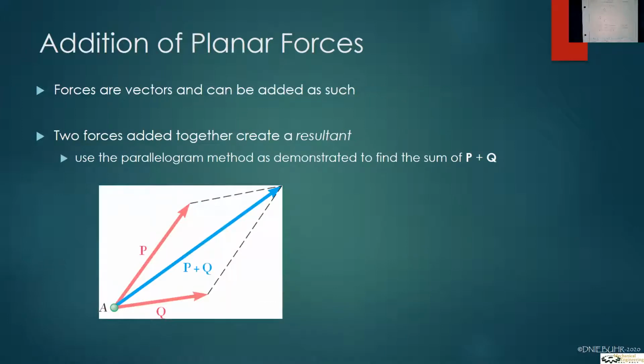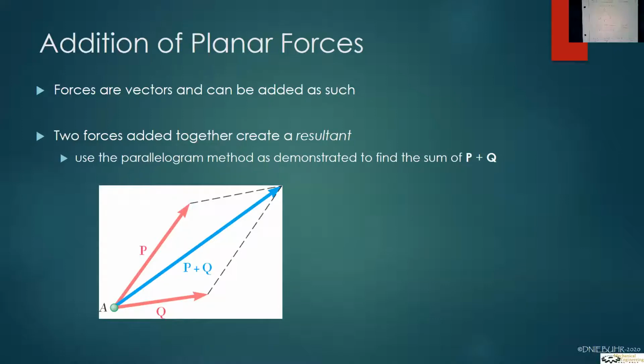Now, because forces are vectors, they can be added. And we add them in a similar fashion, regardless of whether we're adding 1, 2, or 10 vectors. Let's just start out by looking at two simple vectors. We have vectors P and Q, and typically what you'll do is pick one vector and attach that to the tip of the other vector.